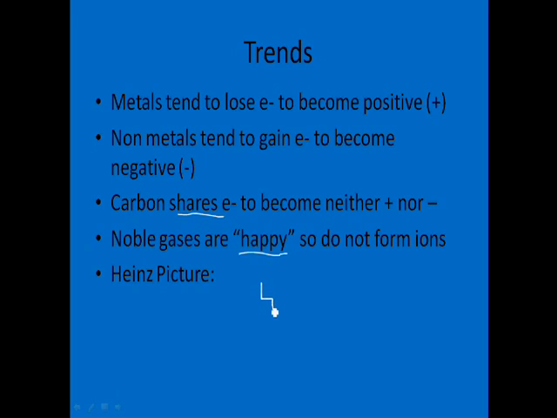So in summary, you've got your metals on the left side. They lose electrons, and so they become positive. You have your nonmetals on the right side. They gain electrons, and tend to be negative. And the carbon family tends to share. We'll talk about the semi-metals as we get to them at another point in time.